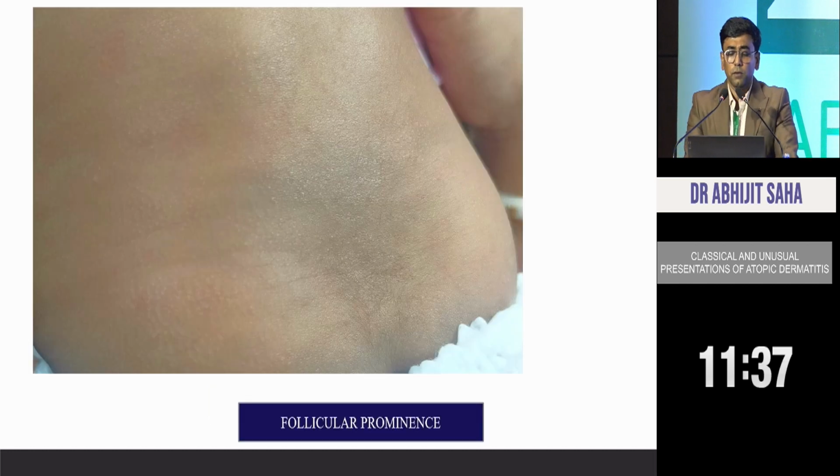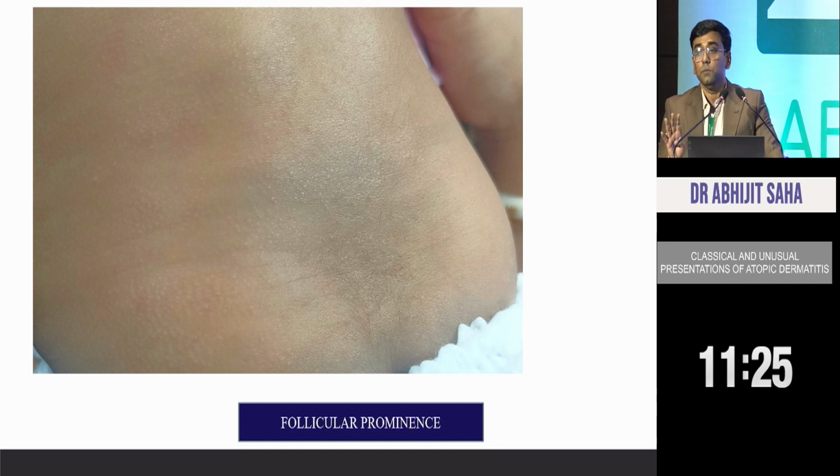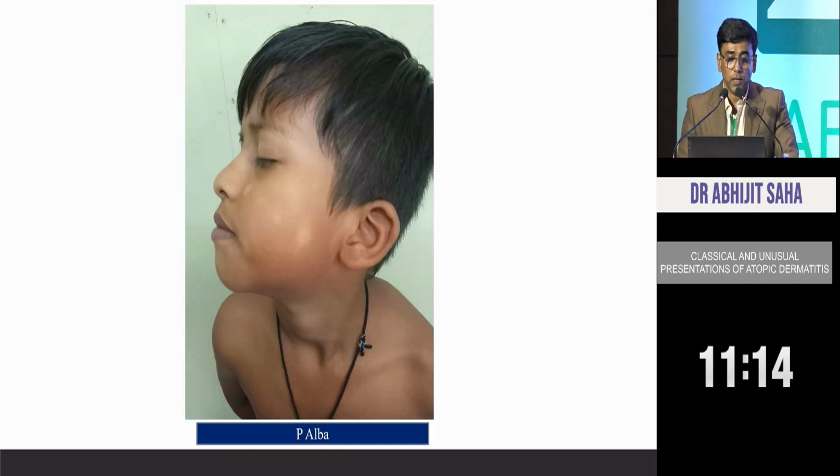Follicular prominence. Again, the parents will rush into your clinic with so much apprehension, saying, see, doctor, my baby is having these small tiny bumps over the skin. Again, you need to reassure them this is not a disease. Your baby's skin is structurally something different. So you need to use moisturizer regularly and liberally.